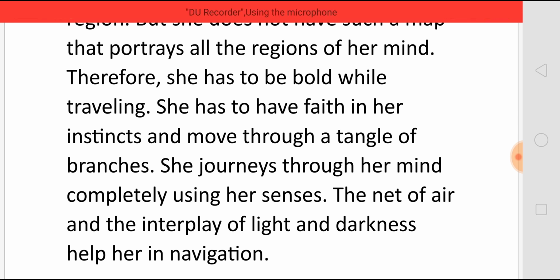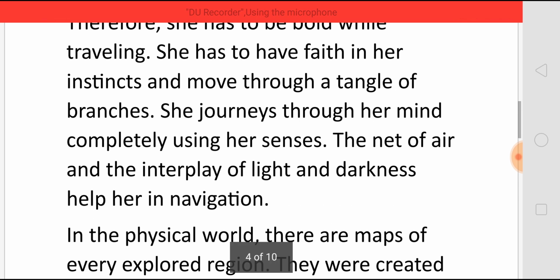That is, she can feel the net of air and she can see the light and the dark interplay. That is, in some places, there is light in the darkness through the trees. She can find some light coming there, and all this helps her movement, her navigation.